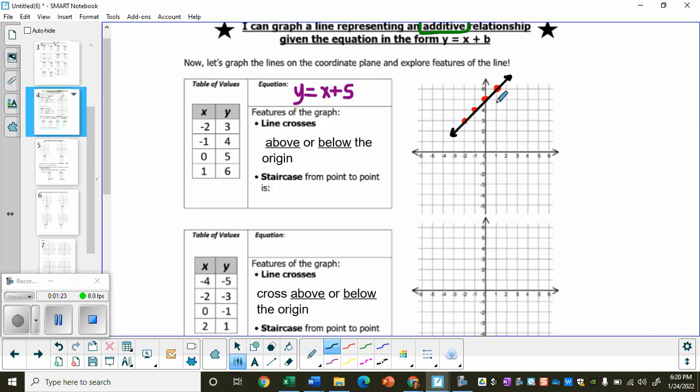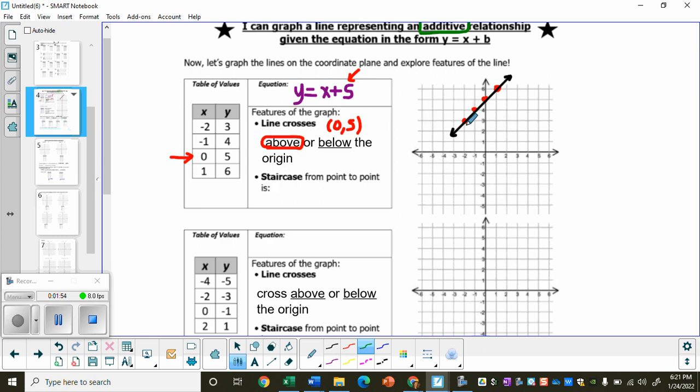You'll notice that this line crosses either above or below the origin, and for this one, it's going to cross above the origin. It crosses above the origin here at 0, 5. The line crosses at 0, 5. Friendly reminder that that's called the y-intercept, and the y-intercept is found right here in the table of values. It's also found right here. It's the constant in the equation.